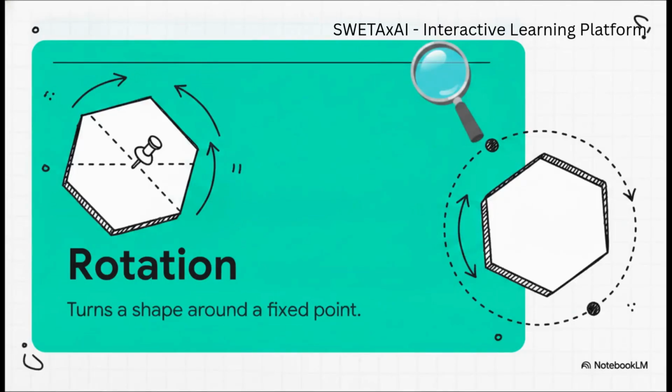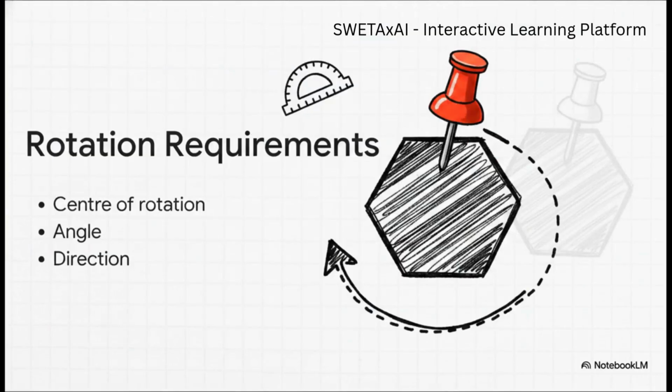Okay, our third rigid changer is rotation. The action word for this one is turn. A rotation turns a shape around a fixed point. Just think of pinning a piece of paper to a corkboard with a single thumbtack and then spinning it. That fixed point, that thumbtack, is called the center of rotation. And no matter how far you spin the shape, the distance from any point on that shape to the center always remains perfectly constant.